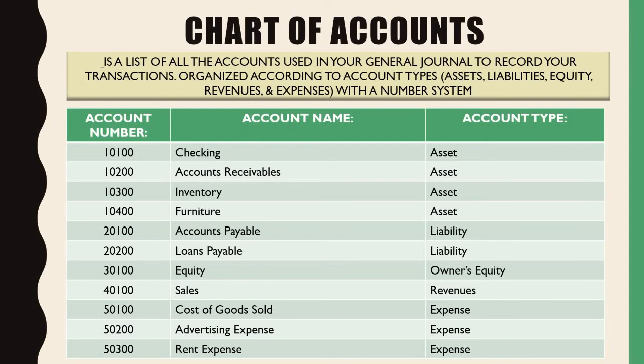Now, as far as this, it will always be organized according to account type. If you use account numbers, which you do not always have to have, you find some kind of pattern. So in this case, it's similar to QuickBooks, right? Your 10,000s are going to be your assets. Your 20,000s are going to be your liabilities, so on and so forth. Okay. So that's how we have it organized.